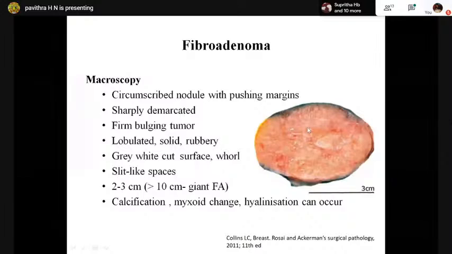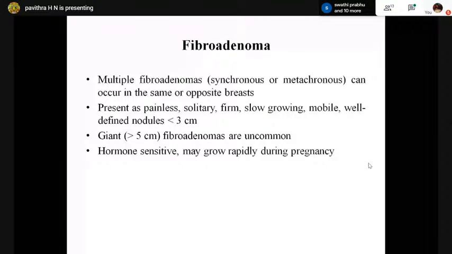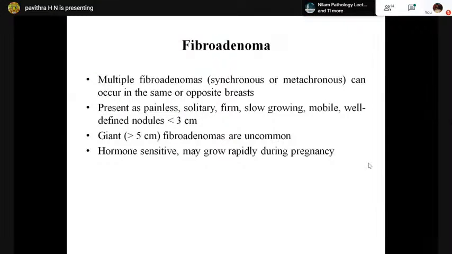It may be lobulated or whirling, and you can see slit-like spaces in them. Usually, size would be like 2 to 3 centimeter. If they are more than 5 centimeter, we call them giant fibroadenomas. In the same case, you may find one single fibroadenoma, or you can find multiple, which may be metachronous or synchronous. Mostly patients present with painless, solitary, firm, slow-growing, mobile, well-defined nodules. Mostly they would be around 2-3 centimeter or lesser than that. More than 5 centimeter or giant fibroadenomas are usually uncommon.